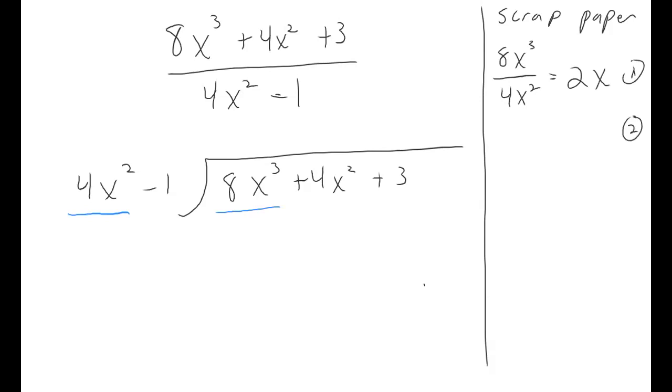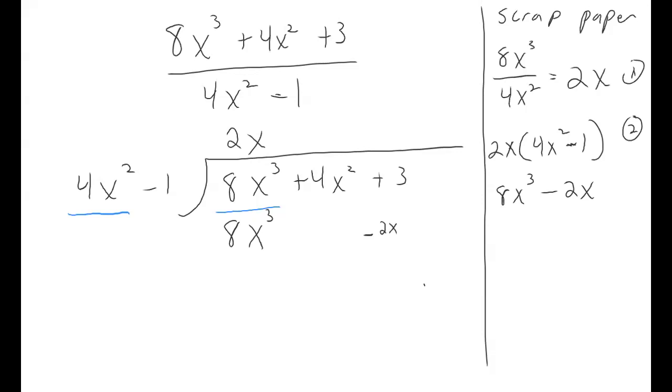Step 2, I take the 2x from the answer to step 1, and I multiply it by my denominator, 4x squared minus 1. So that gives me 8x cubed minus 2x. Be careful, because I always forget to do this part. The answer to step 1 gets written right above the thing you divided it by. And then I take the answer to step 2 and write it where it goes. So he has an 8x cubed, he has an x squared, he has a 3. So there is no 2x. And if there was, he would fall in the middle here.